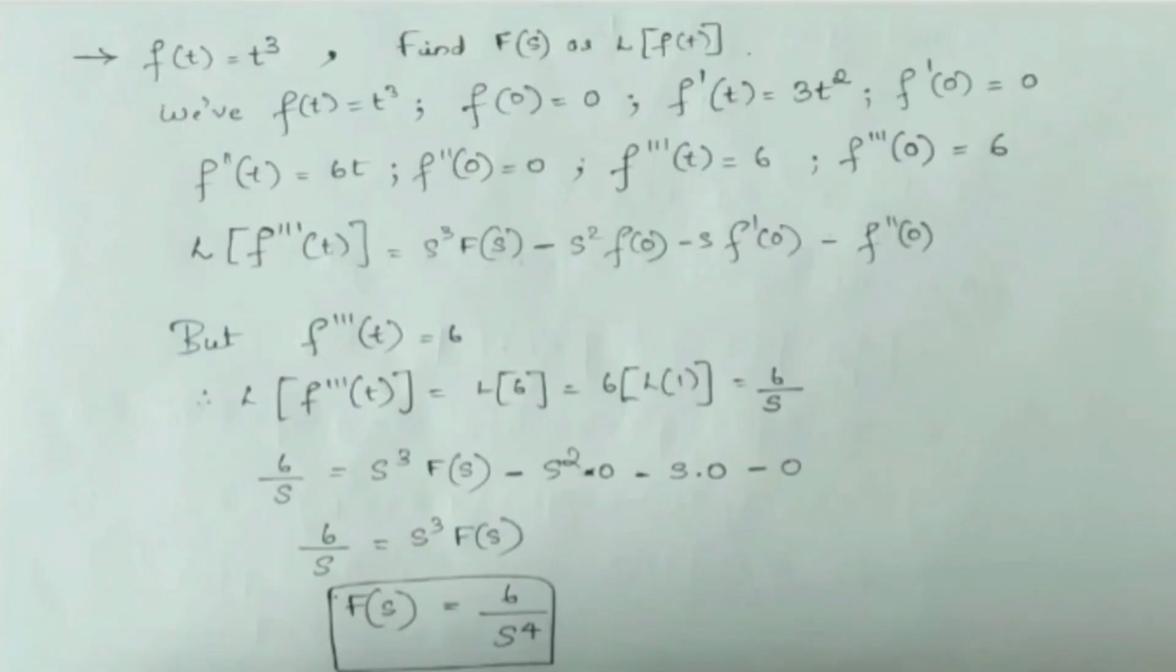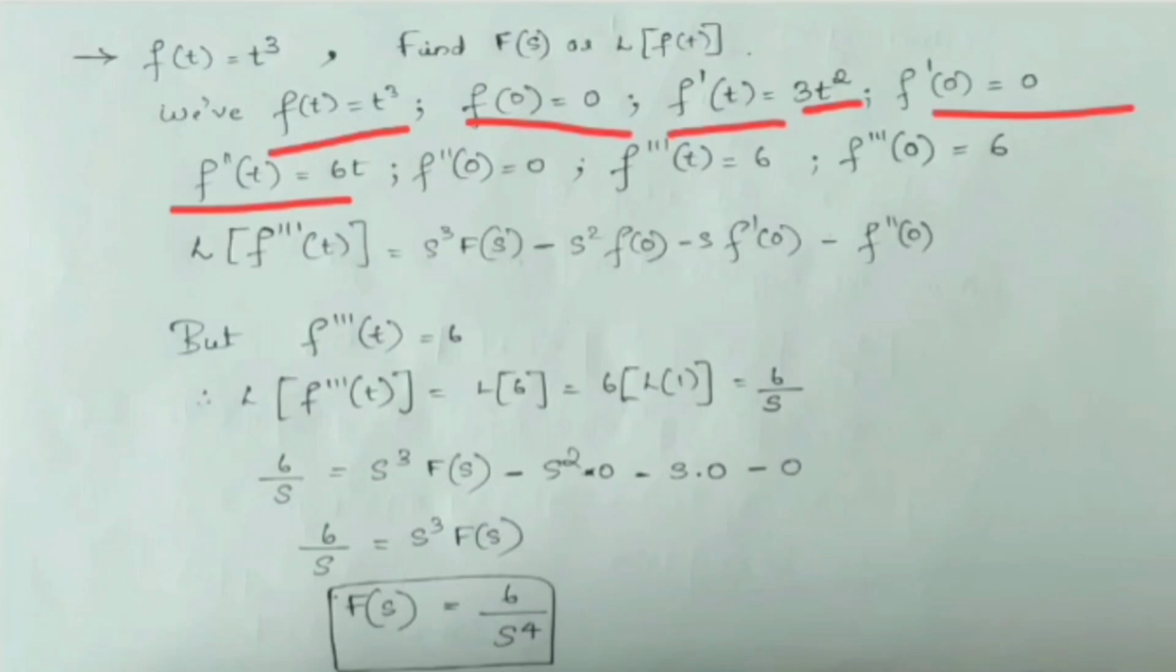Now let's see how we can get the Laplace transform of the function t cube using this expansion. So we have f of t is equal to t cube. So f of 0 will be 0 cube, which is 0. And f dash of t, that is df by dt, will be 3t square. So f dash of 0 will be 0. Similarly, f double dash of t will be 6t and f double dash of 0 will be 0, and f triple dash of t, that is d cube t by dt cube, will be equal to 6.